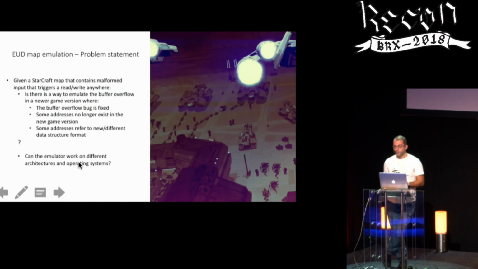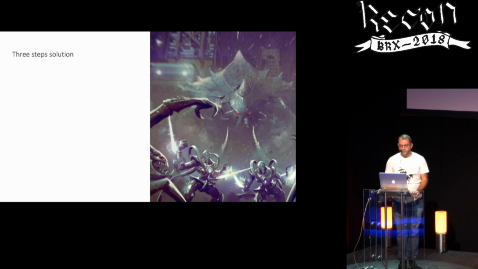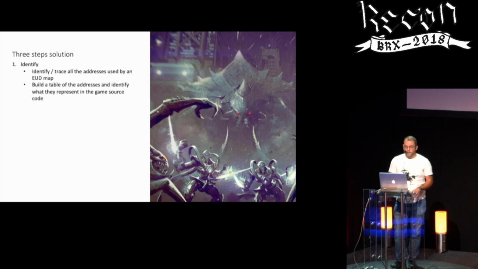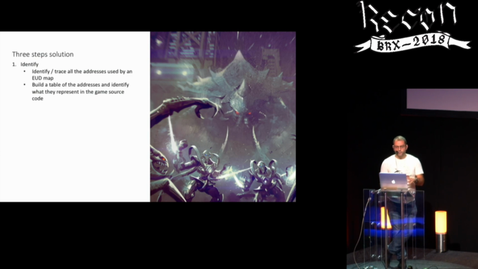They had to develop different maps for different versions and different platforms. So I had to tackle those problems, and I came up with a three-step solution. Basically, get all the maps and try to see what are the addresses used by the maps. And if I can get that, I have to build a table somehow and link those addresses to variables in the game. So this whole research is data-driven. I need to understand what are the global variables in the game.